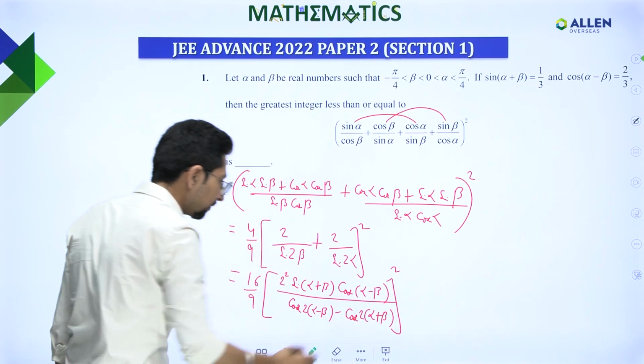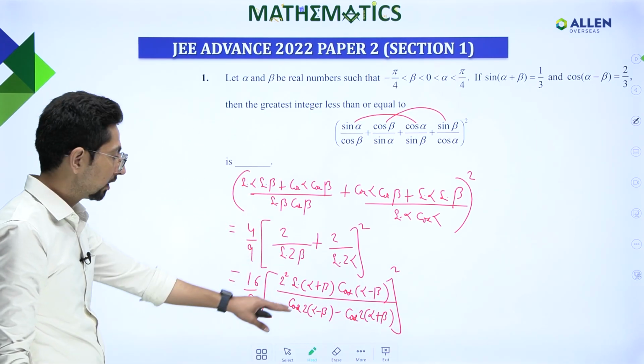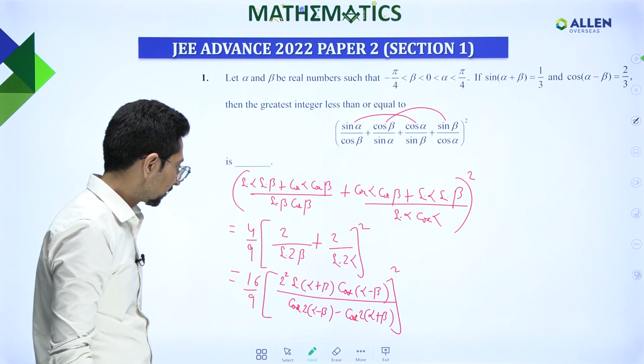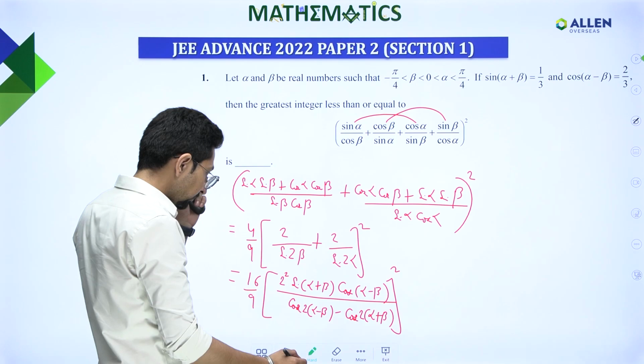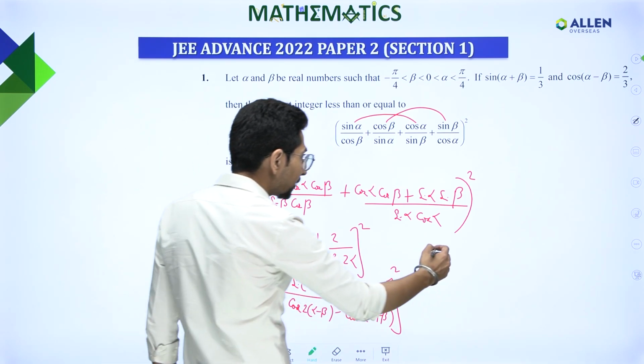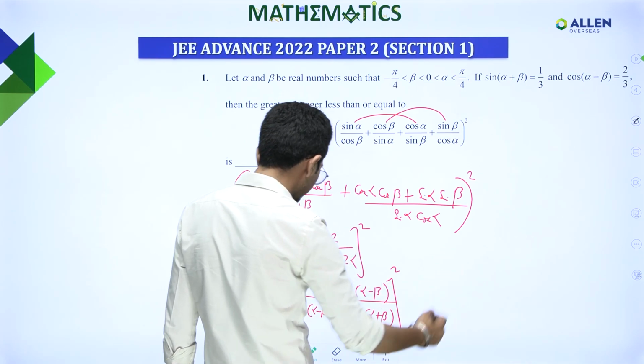So from the numerator you can see these values have been given in the question, right? The denominator we have to solve out. Let's consider these values first of all. If I put these values, what will be here? This is coming out to be 16 by 9.